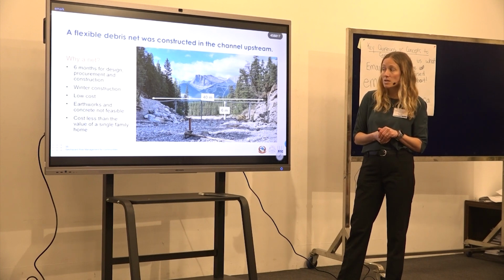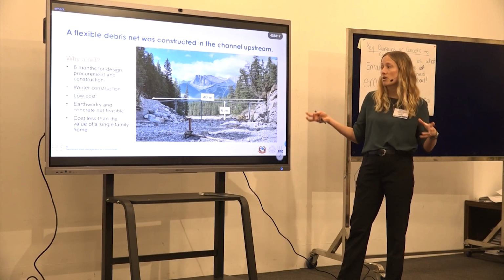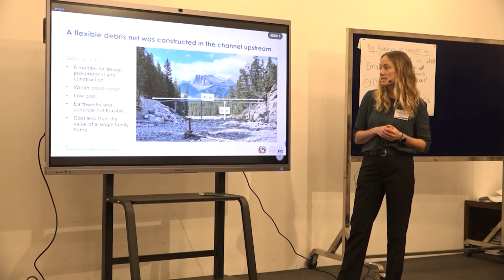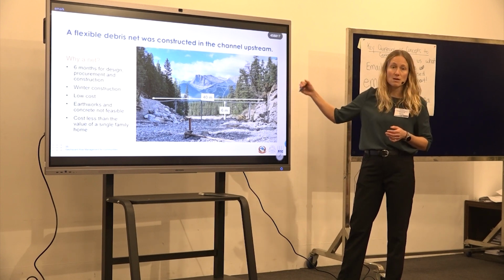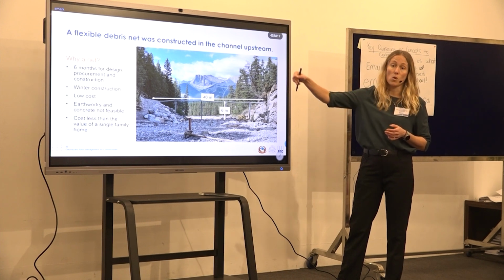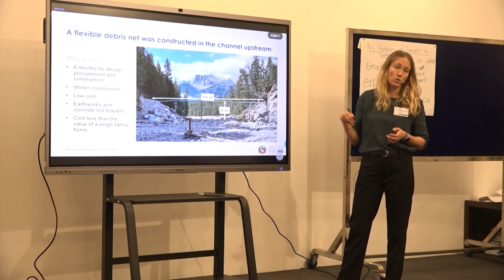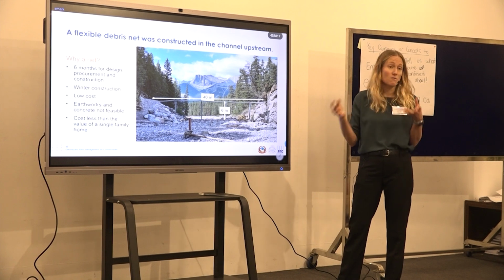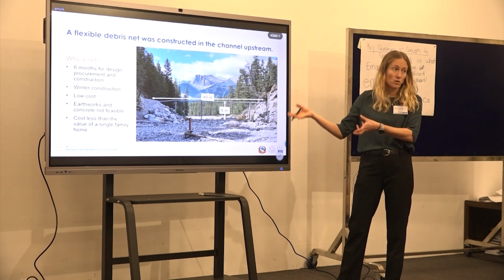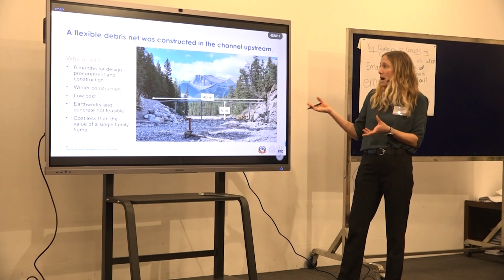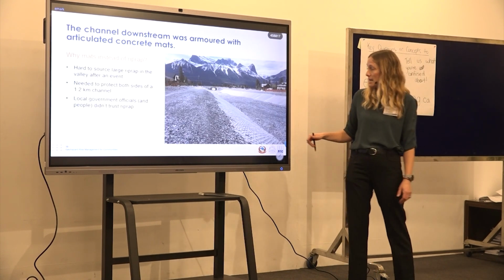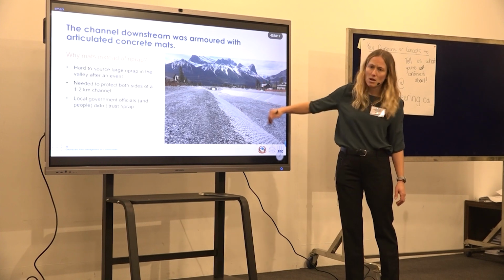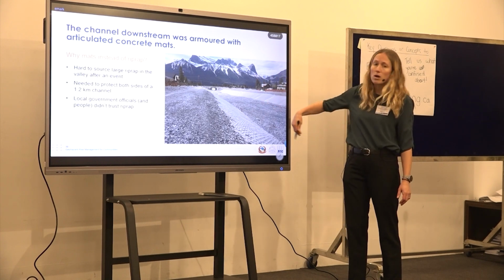It wasn't going to be possible to do earthworks or concrete in this time. And the cost of this net was less than the value of one of the homes on the Cougar Creek fan. So in terms of the cost effectiveness for this particular site, this was pretty cost effective as a short-term measure.